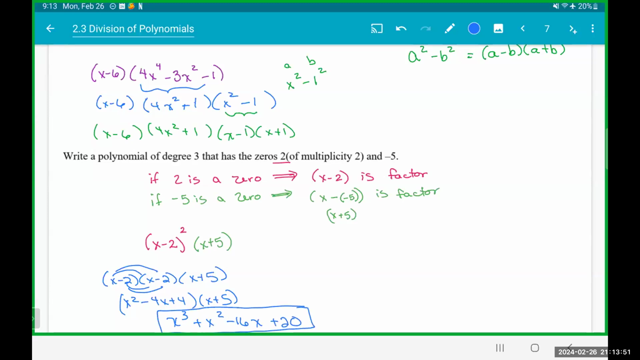So you can see that the leading term has an exponent of 3. And that is what that is looking for. Okay? Question.